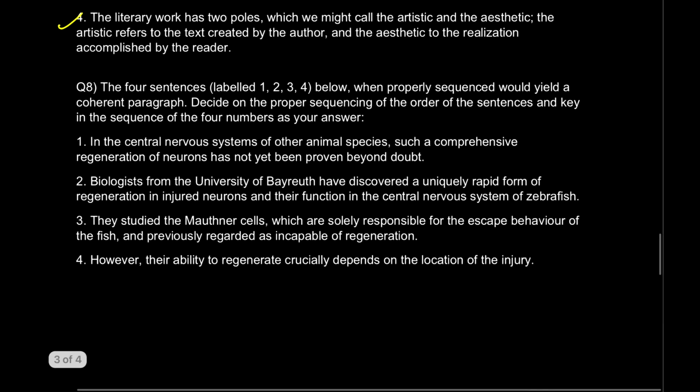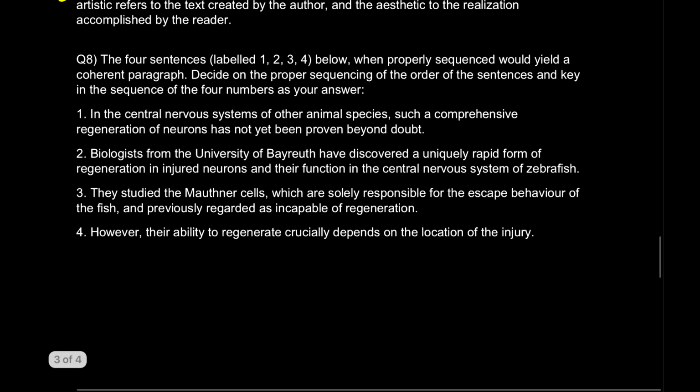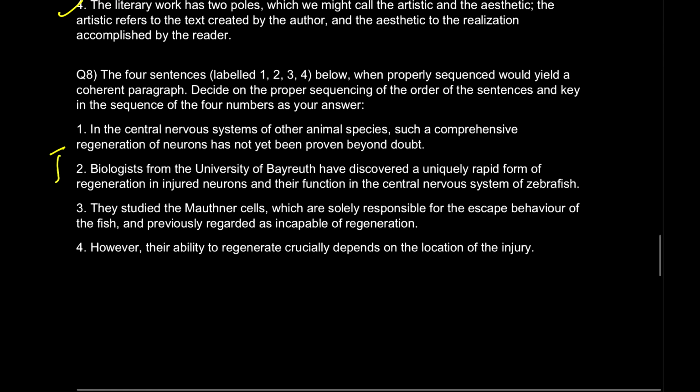That brings us to the last question for the day, guys. Let's get started with this. In the central nervous system of the other animals. Okay, other animals. That means this is the second example, not my opening sentence. Biologists from the University of something have discovered a unique rapid form of regeneration in the injured neurons and their function in the nervous system. A perfect intro for me.